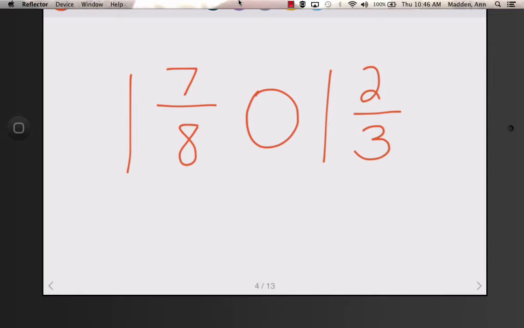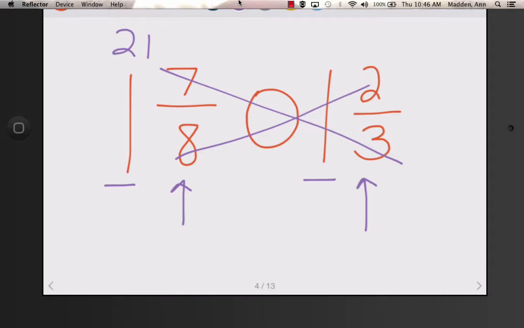What if I have a mixed number, 1 7/8 and 1 2/3? What I first look for is that my whole numbers are exactly the same. So 1 is equal to 1. Then I need to look at my fractions. This is where we compare. 3 times 7 is 21. 8 times 2 is 16. 1 7/8 is greater than 1 2/3.